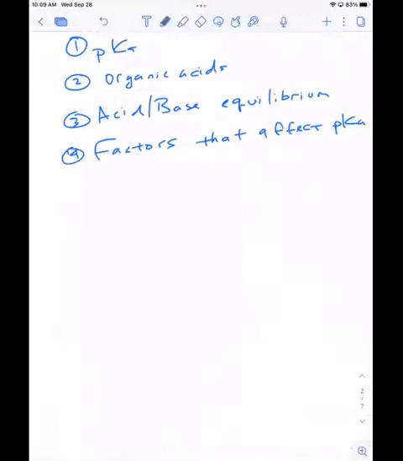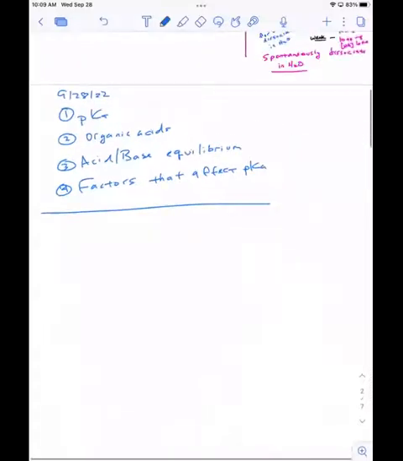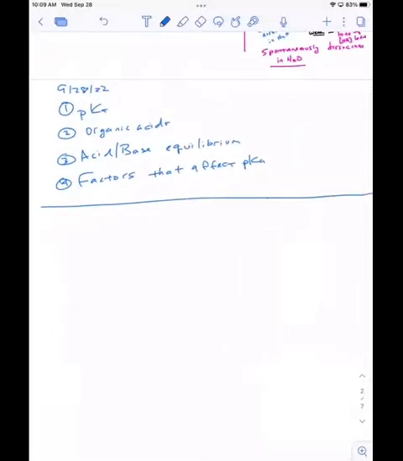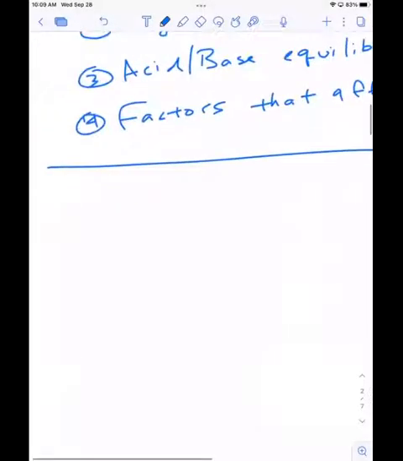So now we're going to talk about pKa, which is different from Ka, simply because most of your organic acids are not dissolved up in water and they don't spontaneously dissociate. So we use pKa.